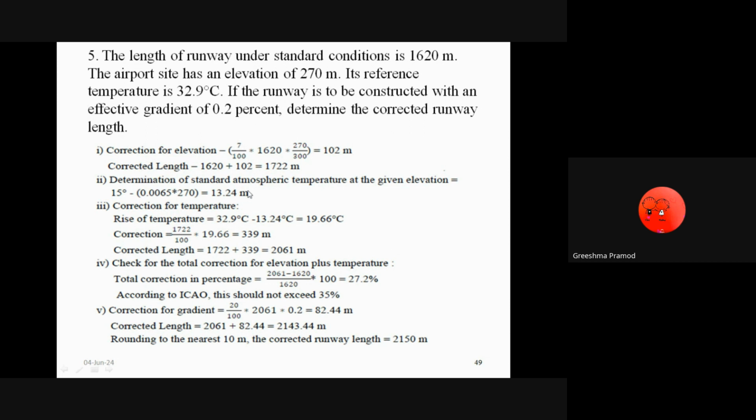1% for every 1 degree Celsius rise of temperature.